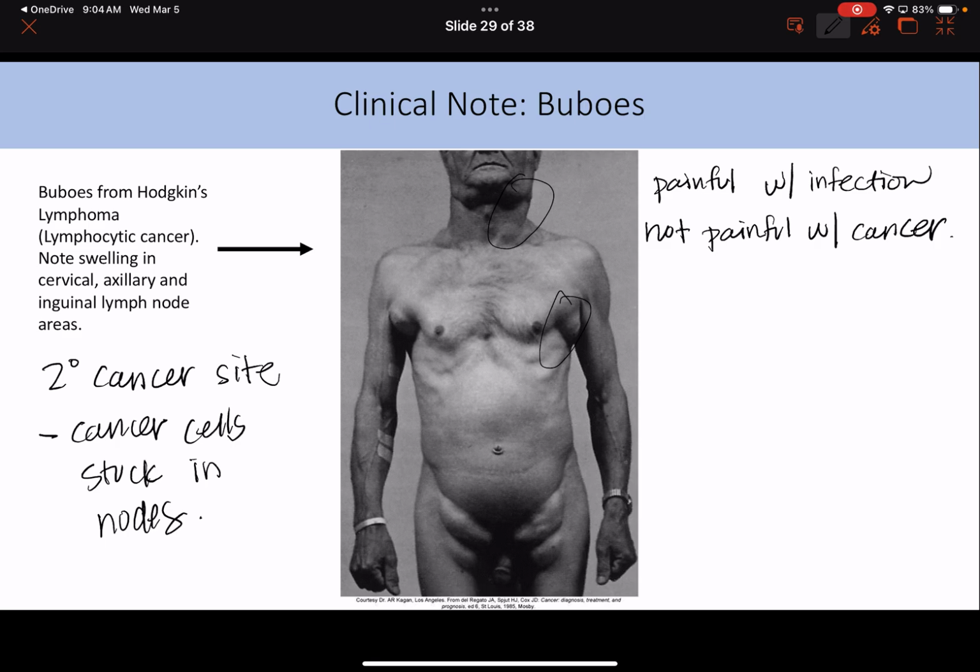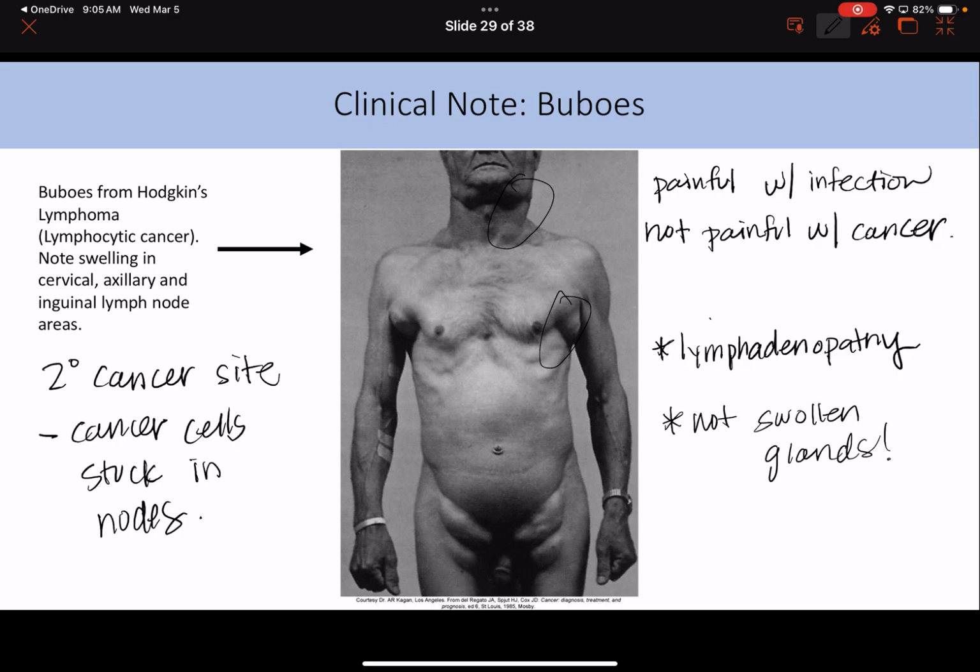Now, for the name of the condition of having these buboes, you may have heard people say that they have swollen glands. That's not particularly true because glands excrete things. Lymph nodes are not glands, they're lymph nodes. And so the name for the condition of having these buboes is called lymphadenopathy. So we will not call them swollen glands because they're not glands. So lymphadenopathy.